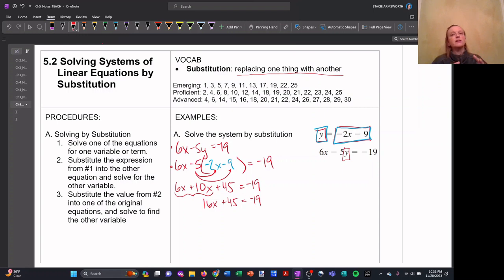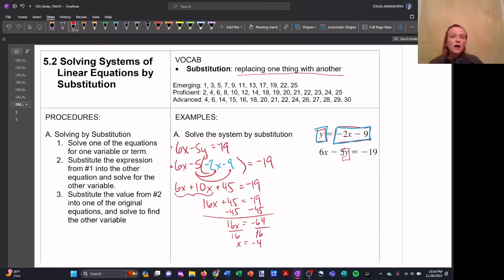And now that I've simplified the left side of the equation as much as possible, I can use the reverse PEMDAS order. I'm going to do addition and subtraction first. Right now, to get x by itself, I need to get rid of this 45 that's being added to it, so I'm going to subtract it away. And now I've got 16x equals negative 64. Again, the goal is to get x by itself, so I need to get rid of that 16. The 16 is multiplying the x, so to get rid of it, I'm going to divide both sides by 16, and I get that x equals negative 4.